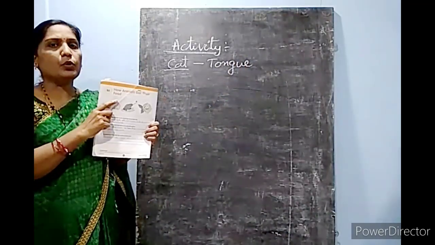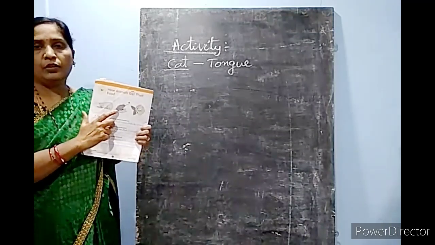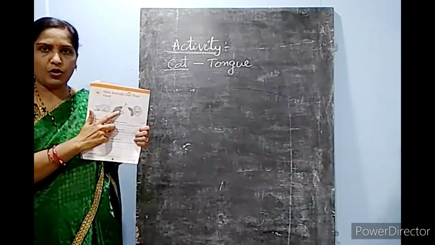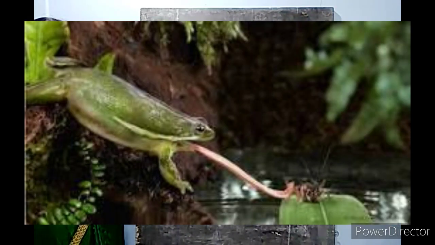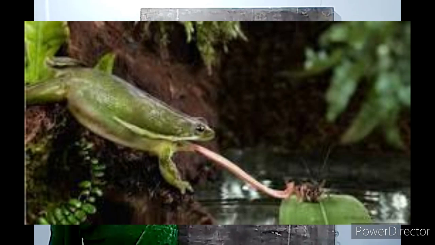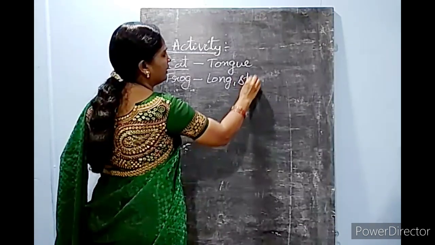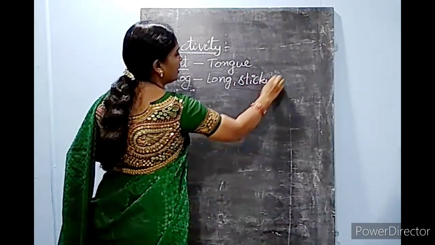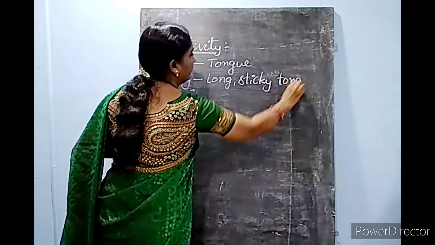Now move to the next picture. What is this picture? Frog. How is the frog eating insects? By using its long sticky tongue. So what is the second picture? Frog. What is the frog using to eat its food? It's using a long sticky tongue.